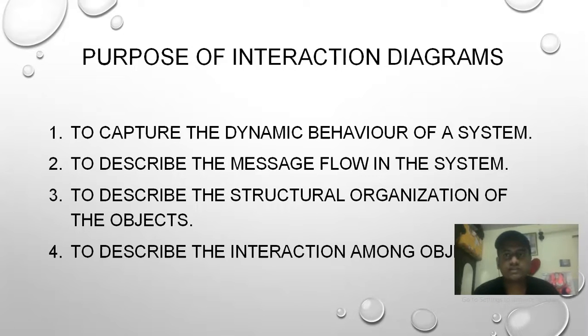So here's the purpose of the diagram. Number one, to capture the dynamic behavior of the system. Number two, describe the message flow in the system. Number three, to describe the structural organization of objects. Number four is to describe the interaction among objects.